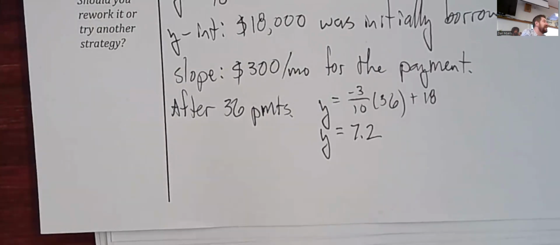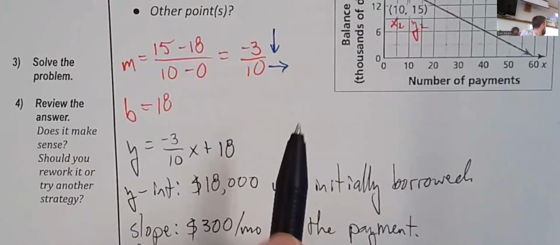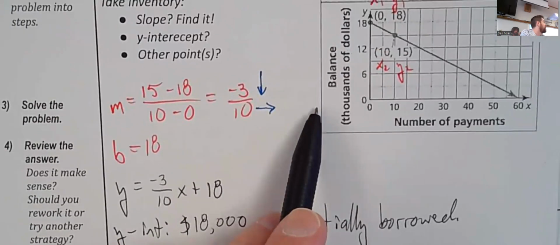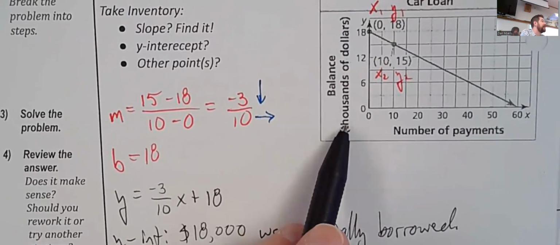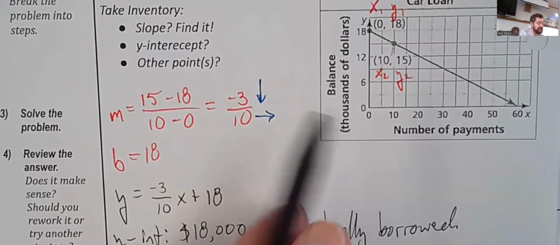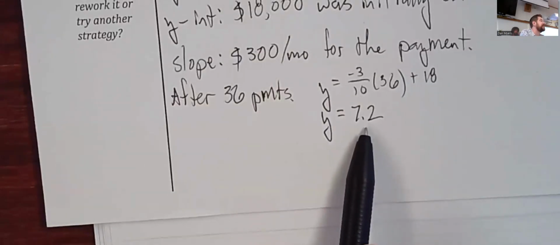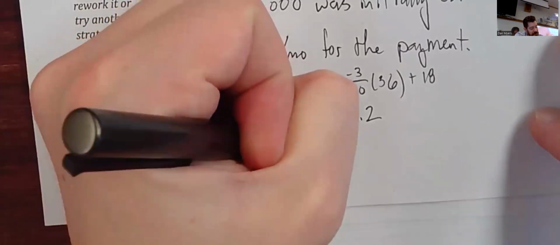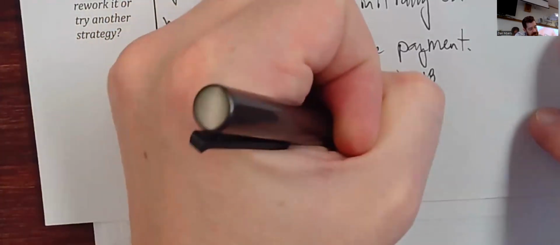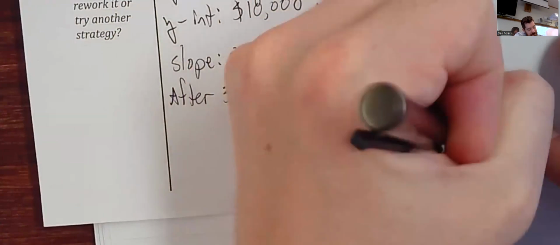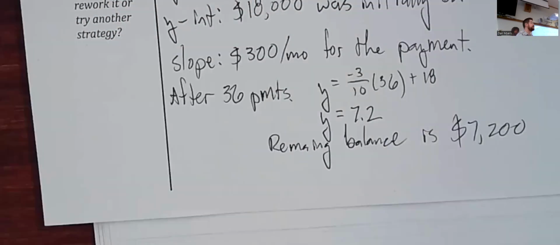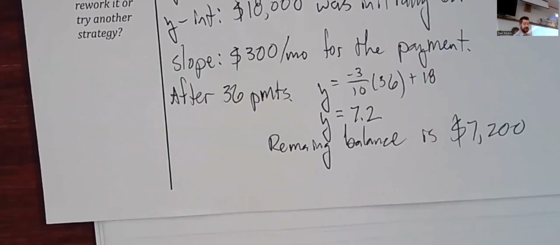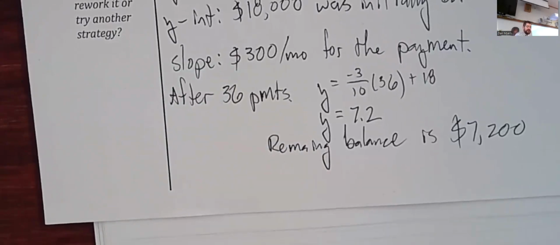It's a little simpler than that to figure out the number. What does y represent? It's the balance in what? Thousands of dollars. So multiply that by 1,000. 7,200, yeah. So remaining balance is $7,200. After 36 months, $7,200 remains.